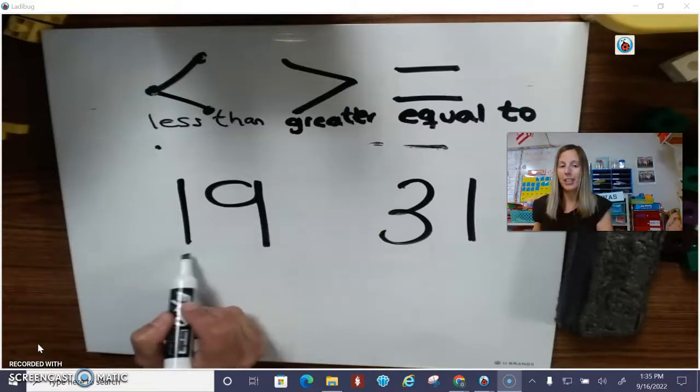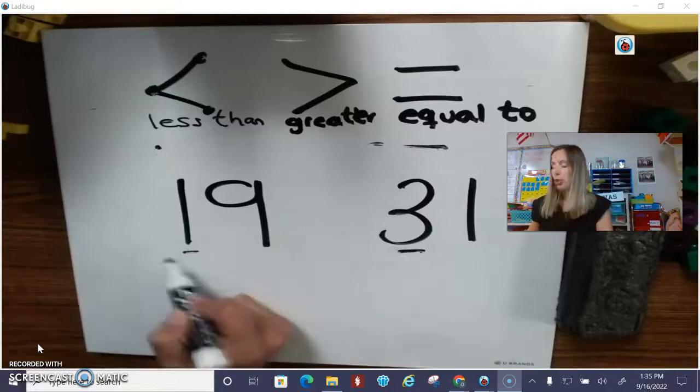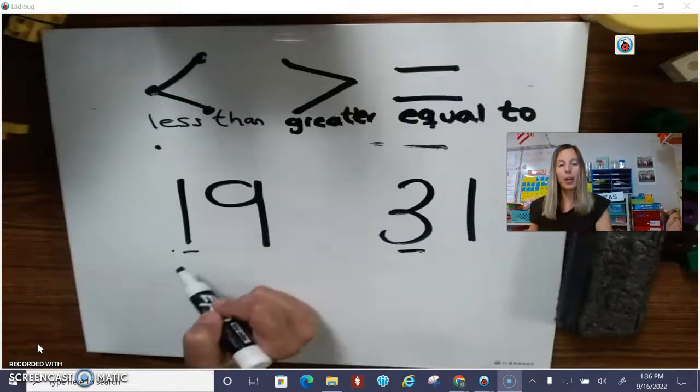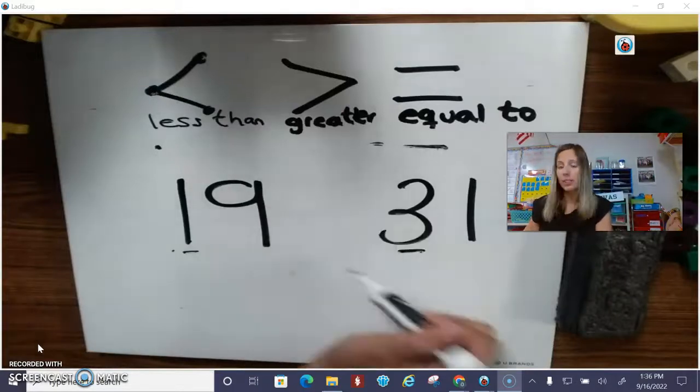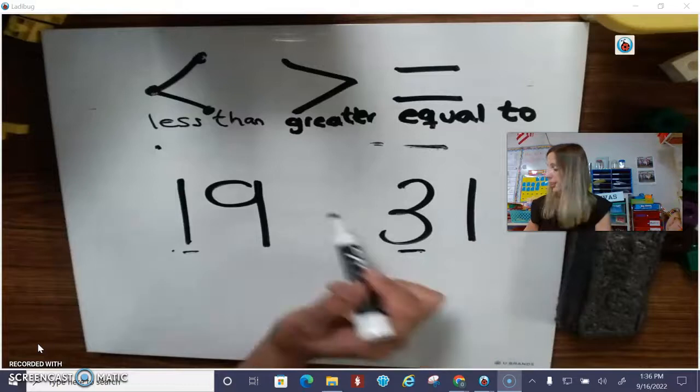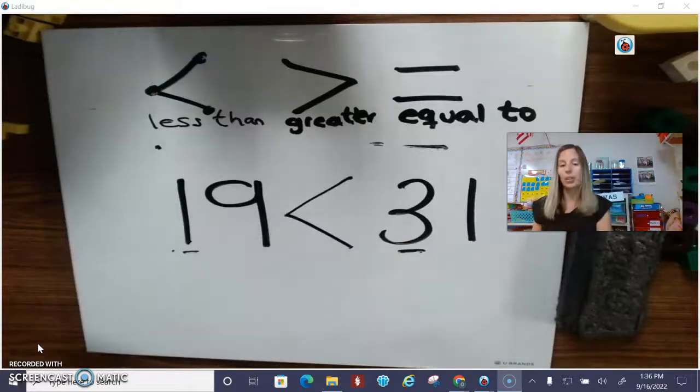We start over here, the tens. Which one is bigger, 1 or 3? And then they go, oh, 3. So then this number is greater. So I'm going to go like that.